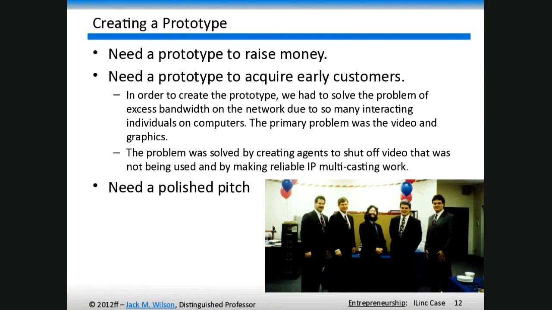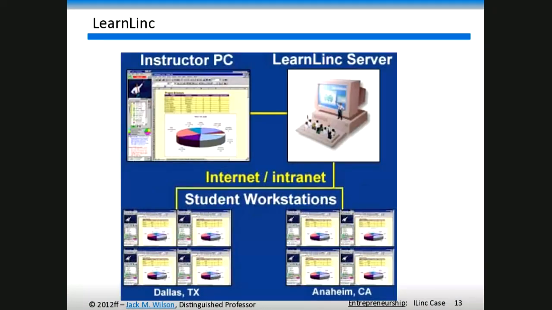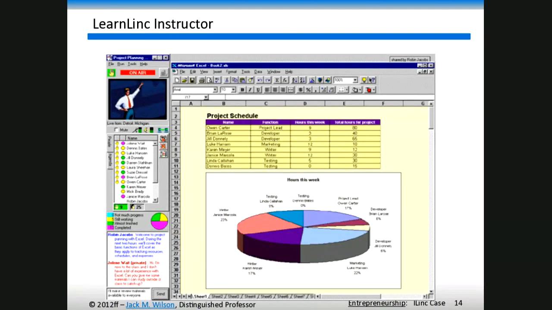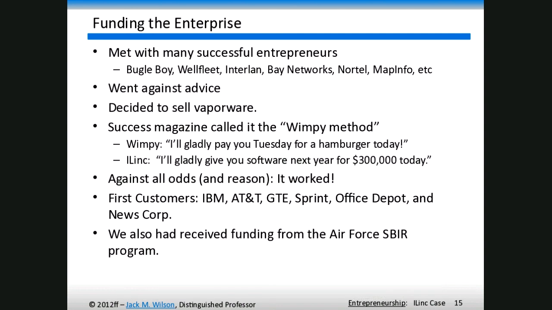And I frequently go through that. We created a prototype, which we're going to see is very similar to what in the Lean LaunchPad we call the minimum viable product. And we took it out to customers and began to sell it. I'll let you read the rest of this. You kind of recognize these screenshots. These were screenshots taken in the 90s, so the quality of the screen was not great. But frankly, I like the interface we had better than the Blackboard interface, which is pretty much copied from us.